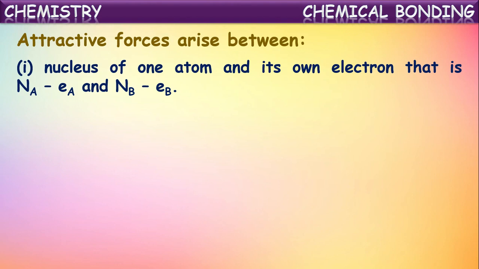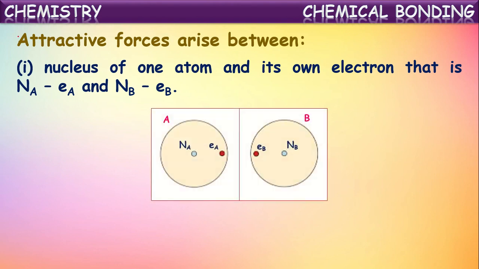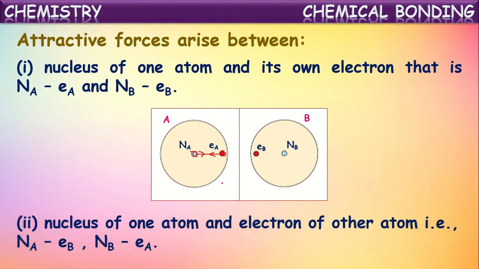Attractive forces arise between the nucleus of one atom and its own electron. That is, between the nucleus of this hydrogen atom Na and the electron of this atom Ea, certain attraction occurs because the nucleus is positively charged and the electron is negatively charged. In the same way, the nucleus of the second atom and its electron also attract each other.